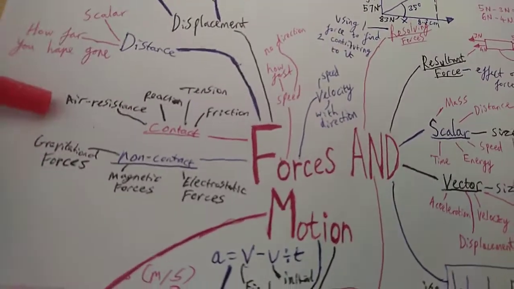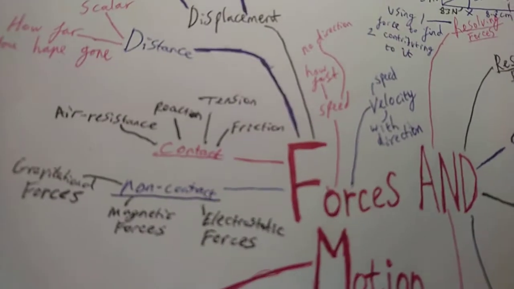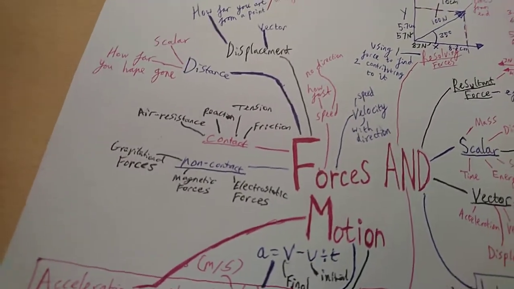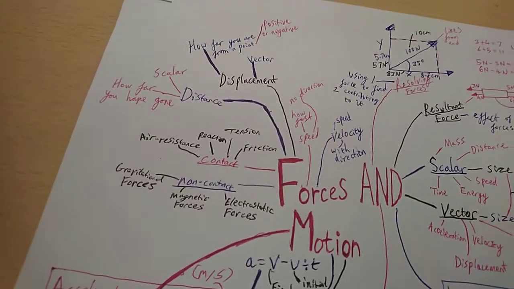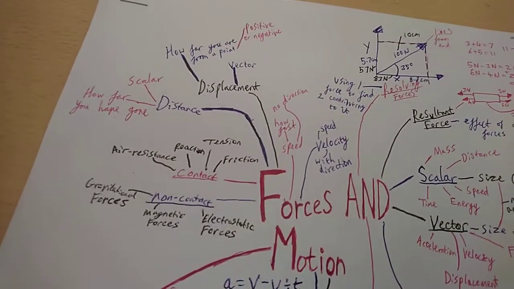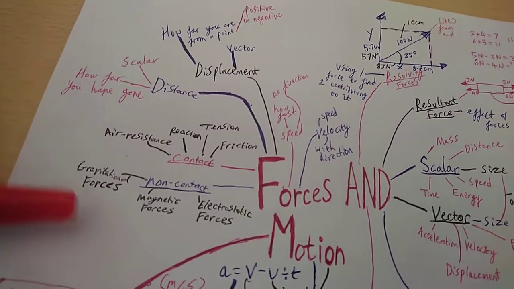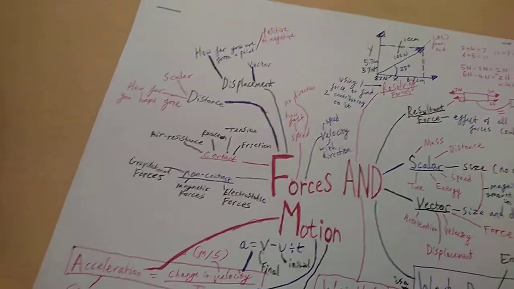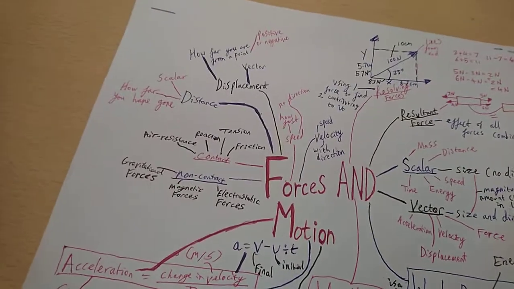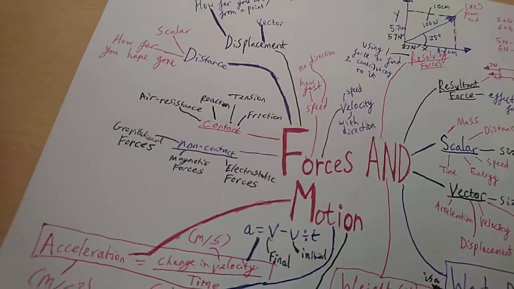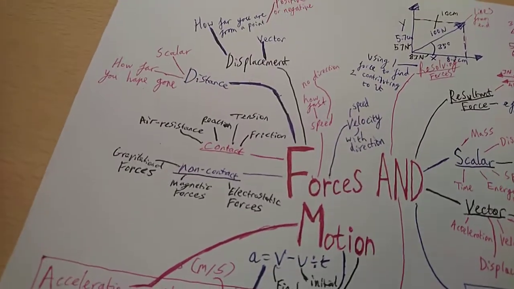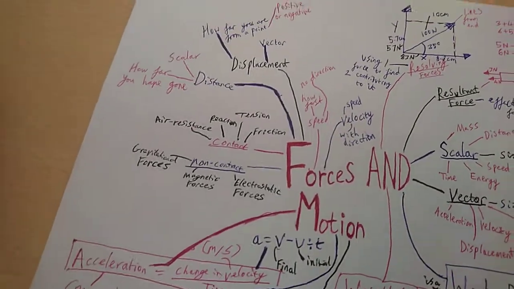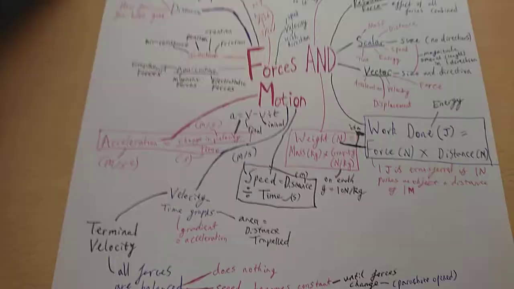That includes air resistance, reaction, tension, and friction. And some non-contact forces, which don't touch anything but still are forces, are gravitational forces, magnetic forces, and electrostatic forces. If you think of gravity, gravity isn't actually pulling you down, it's just its effect. Same with magnets. They attract together, but they don't need to touch to attract together, because that would take away the entire point of it.